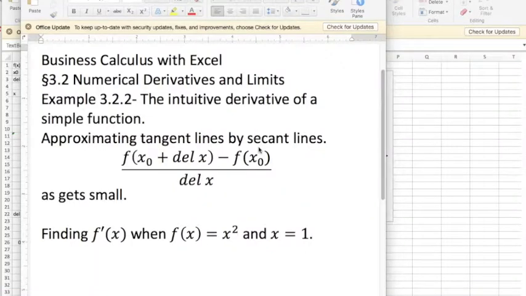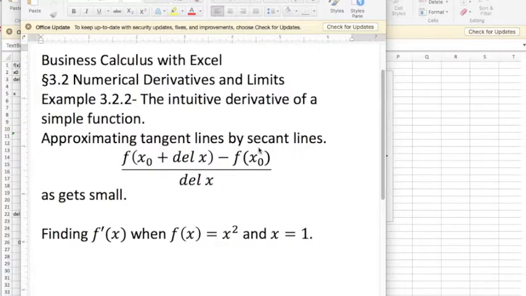Good morning. This morning we're going to look at Business Calculus with Excel, Section 3.2, Numerical Derivatives and Limits, Example number 2 out of that section, looking at the intuitive limit of a simple function.